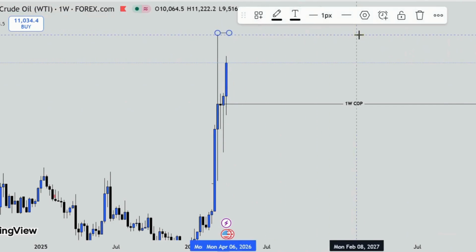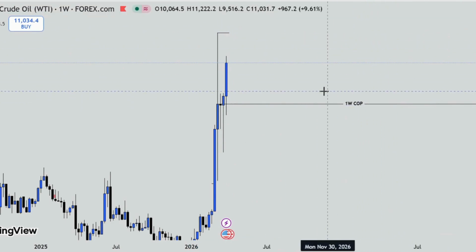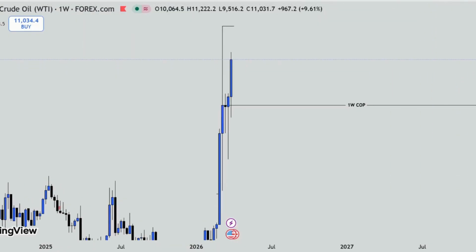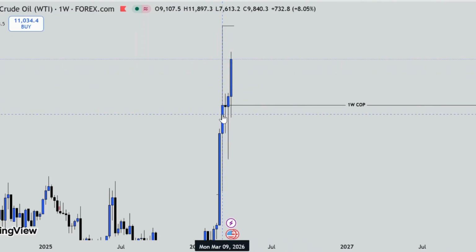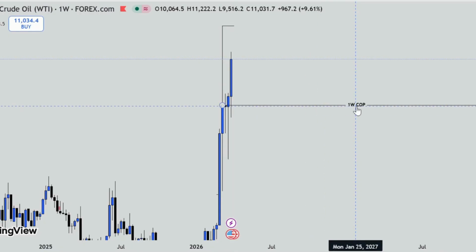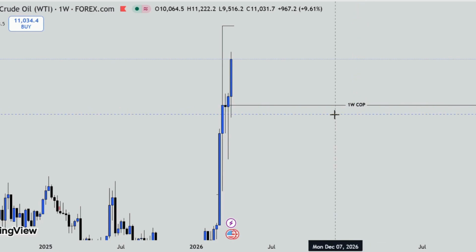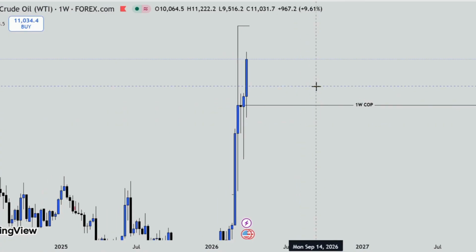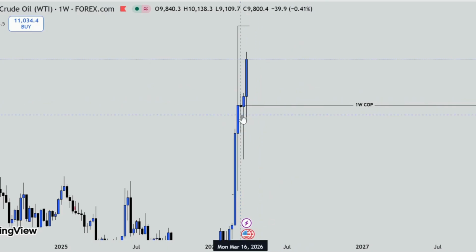If you're not new to my channel, I believe you know what the COP is, but I don't mind explaining again. A COP is simply the close and the open of the last two candles that forms a support or a resistance. So COP simply means close open price, whichever way you understand it easily. Just know the concept is the close of the first candle and the open of the second candle.